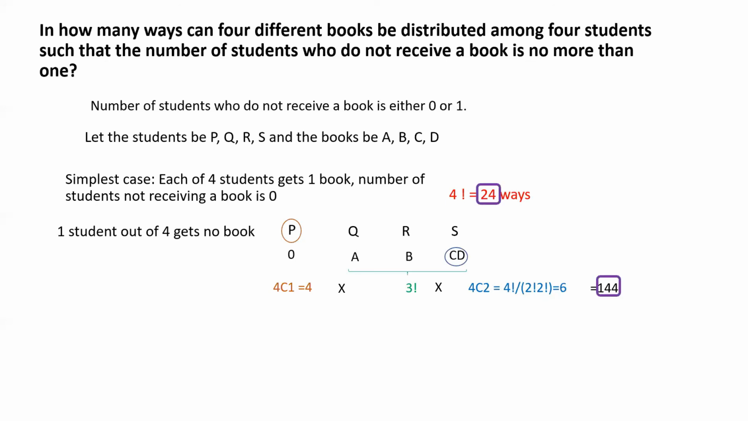And then if you add up these 2 numbers that I have in the purple box, you get the total number of possible distributions which satisfies that the number of students not receiving a book is no more than 1, and that will be equal to 24 plus 144, which comes to 168.